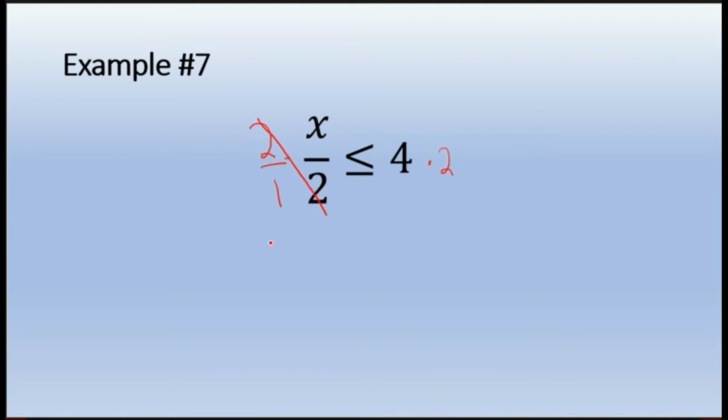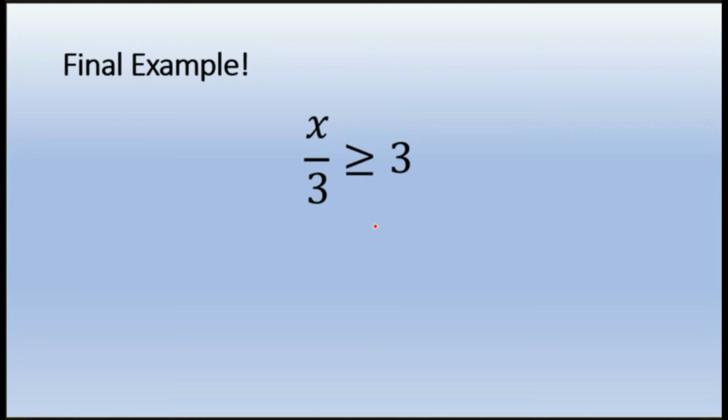So I'm left with 1x less than or equal to 4 times 2, which is 8. Plug that back in for x. I get 8 divided by 2 is less than or equal to 4. And 8 divided by 2 is 4, less than or equal to 4, and that checks out.